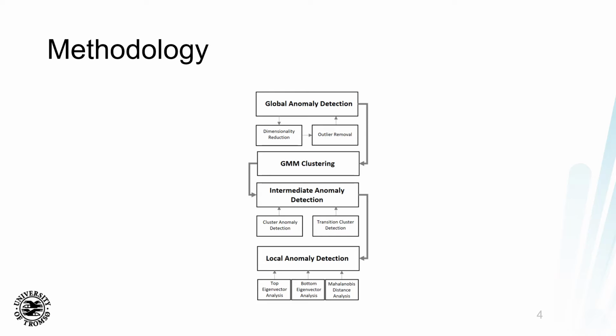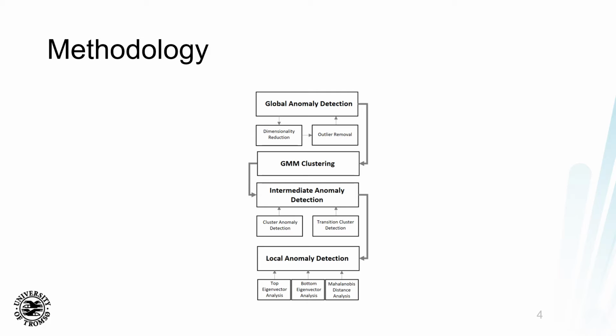This figure presents an overview of the methodology, where first we conduct a global anomaly detection. This is facilitated by dimensionality reduction and then identifying outliers in the dataset and removing them. Subsequently, Gaussian mixture models are utilized to identify clusters in the data. And based on these clusters, we conduct an intermediate anomaly detection where we identify clusters that consist of anomalies, so entire clusters of anomalous data, as well as what we define as transition clusters.